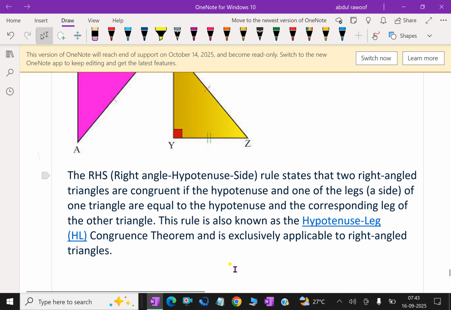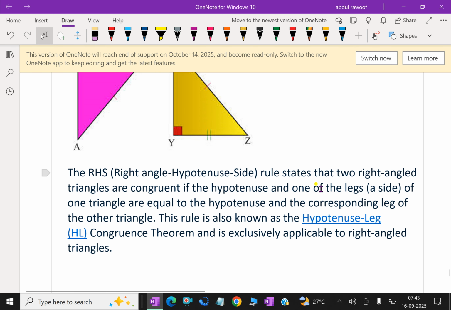The RHS, right angle hypotenuse side, rule states that two right angled triangles are congruent if the hypotenuse and one of the legs, a side, of one triangle are equal to the hypotenuse and the corresponding leg of the other triangle. This rule is also known as hypotenuse leg, HL, congruency. Therefore, it is exclusively applicable to right angled triangles.